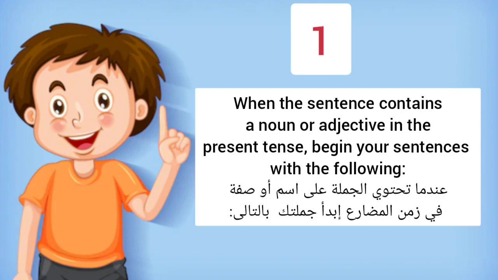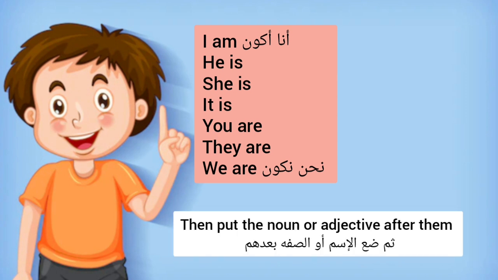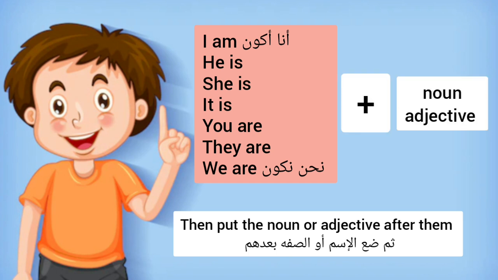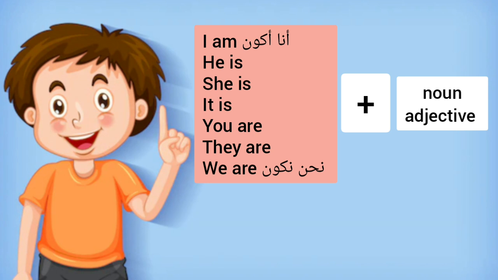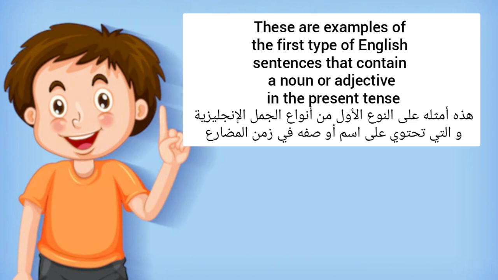When the sentence contains a noun or adjective in the present tense, begin your sentences with the following. Then put the noun or adjective after them. Now we think of a sentence containing a noun or adjective. These are examples of the first type of English sentences that contain a noun or adjective in the present tense.